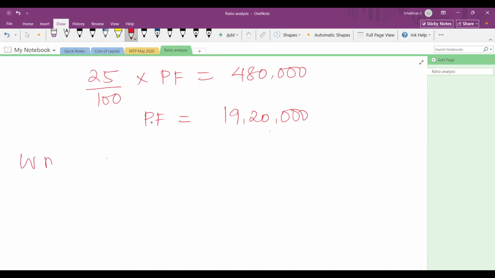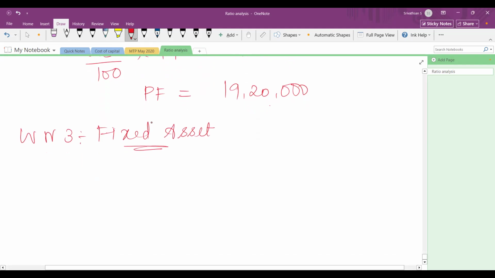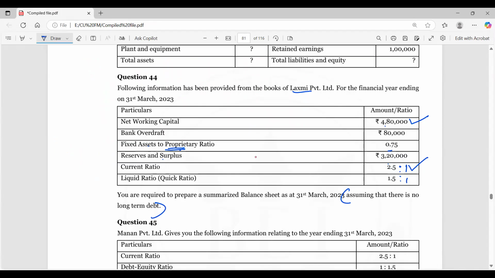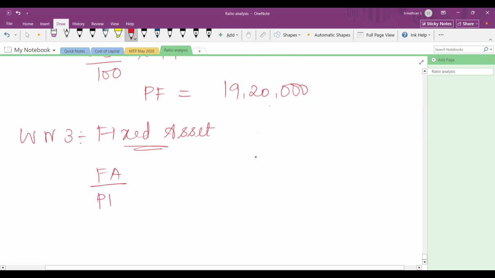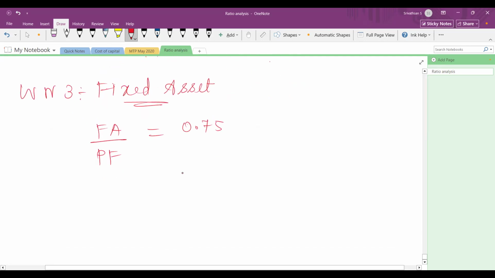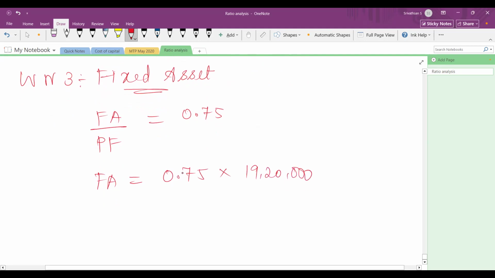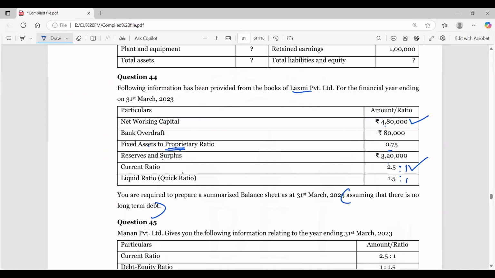So listen, working note number 3, fixed asset. In the question, it is mentioned that fixed asset is 75% of proprietary fund. Fixed asset to proprietary fund is equal to 0.75. So what is the fixed asset? 0.75 into 19,20,000. How much fixed assets? 14,40,000. So far clear? Any doubt in this?